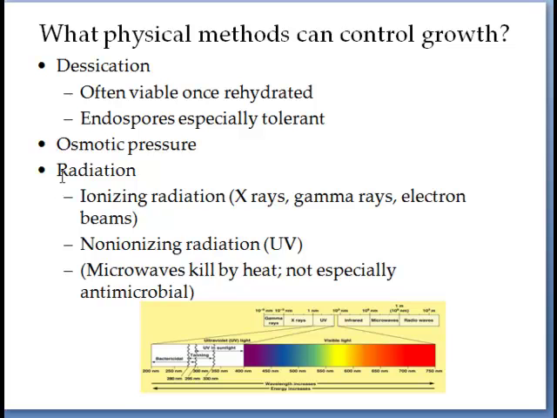And lastly, radiation. Radiation can be ionizing, for example X-rays, gamma rays, or electron beams, or non-ionizing, which is UV rays. Microwaves do not kill by their rays; they kill because of heat, and it's not really very antimicrobial. You don't really kill anything through microwave rays.